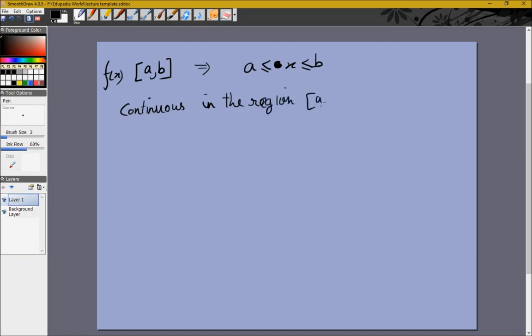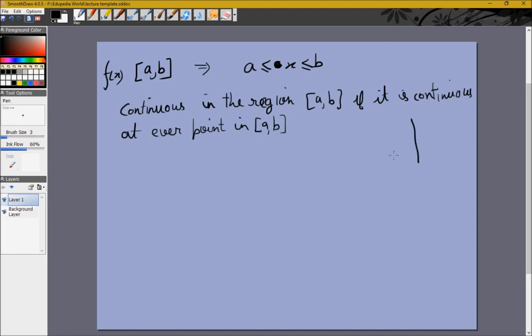It is continuous in the region a comma b if it is continuous at every point in a comma b. So if it's continuous at every point within a region, then it's continuous within the region.